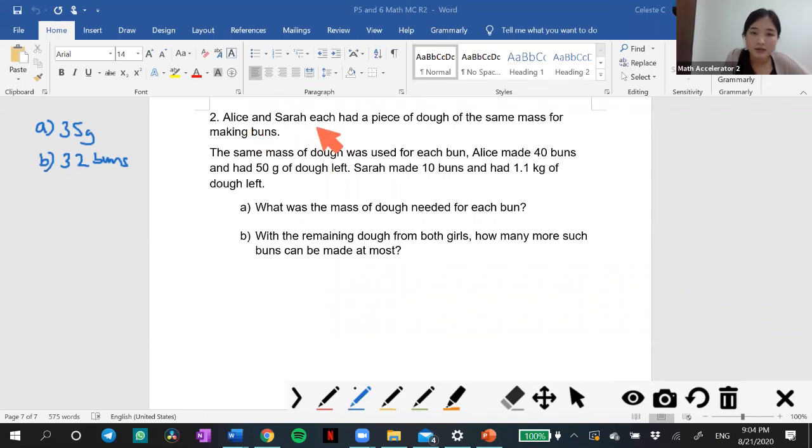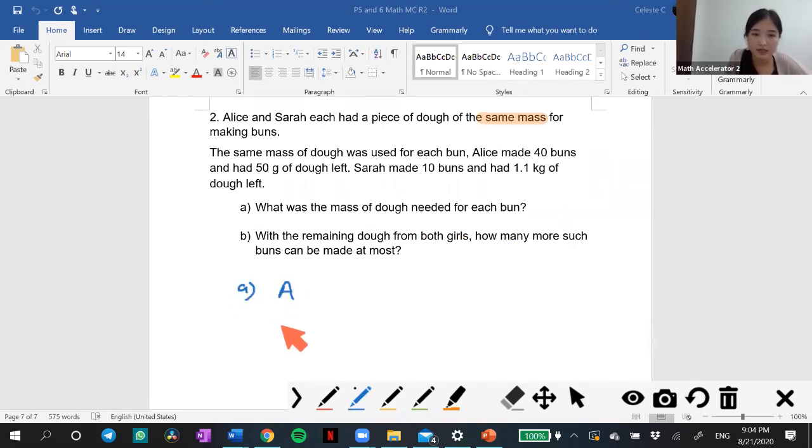So Alice and Sarah each had a piece of dough of the same mass for making buns. Right, so the same mass. Okay, that's the keyword. The same mass of dough was used for each bun. Alice made 40 buns and had 50 grams of dough left. Sarah made 10 buns and had 1.1 kg of dough left. What was the mass of dough needed for each bun?